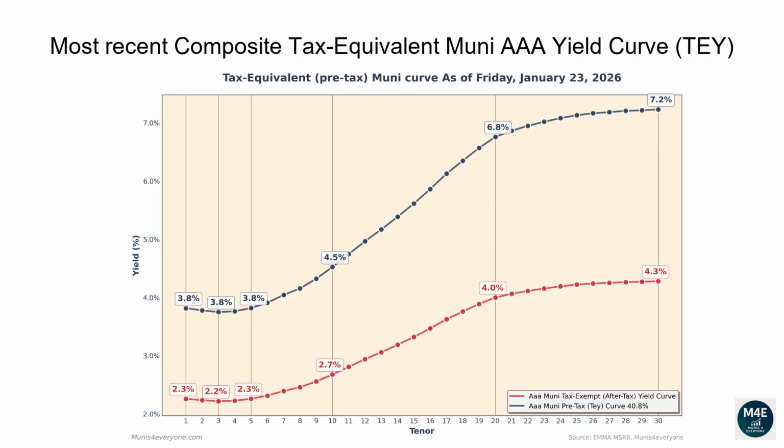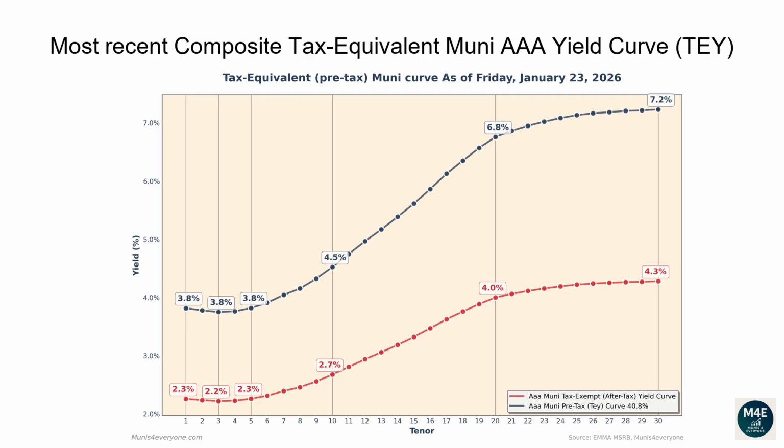Let's now go over the most recent composite tax-equivalent Muni AAA yield curve. The following graph shows, in red the tax-exempt after-tax Muni yield curve, versus in blue its tax-equivalent pre-tax version assuming a 40.8% top tax bracket, as of January 23, 2026.